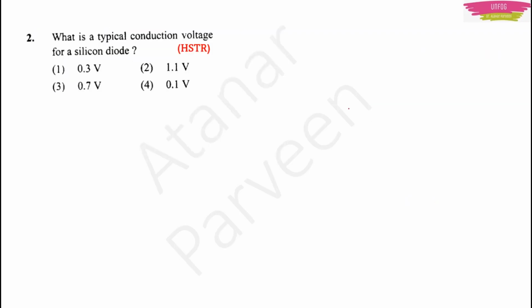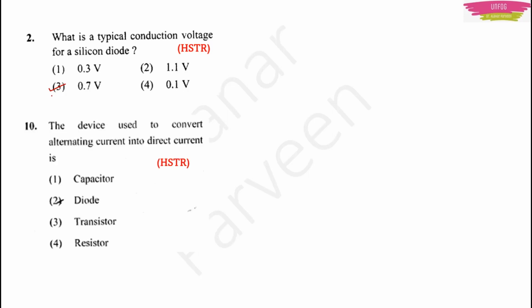Now this is a HSTR question. What is a typical conduction voltage for silicon diode? It should be 0.7 volts. Next question. The device used to convert alternating current into direct current is, actually, a rectifier. That rectifier is made up of a diode. This is one of the very important applications of a diode.